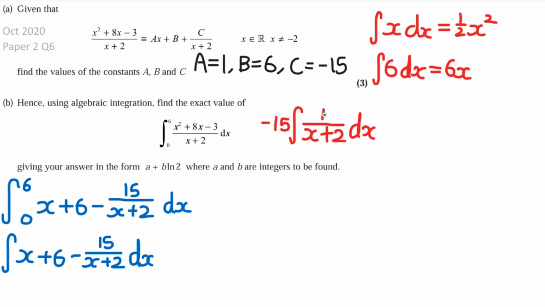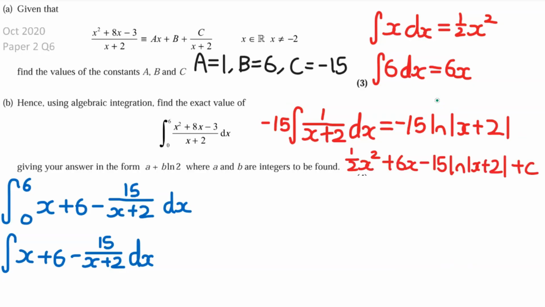So we need to integrate 1 over x plus 2. This is of the format we've seen before, where it's the integral of 1 over x, so it's going to be the natural log of the modulus of x plus 2. We need to divide by the coefficient of x as well, but as this is 1, it doesn't make a difference. Remember to multiply by the minus 15 at the front, so it's minus 15 and then this natural log. Therefore this integral is going to be these terms added together: half x squared plus 6x minus 15 natural log of x plus 2, and then remember the plus c on the end.